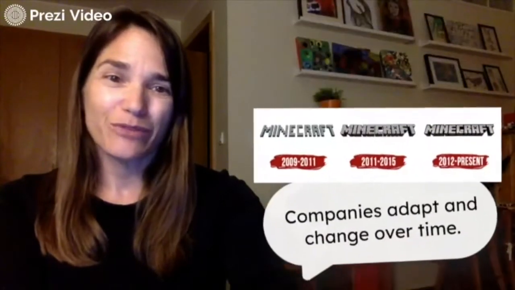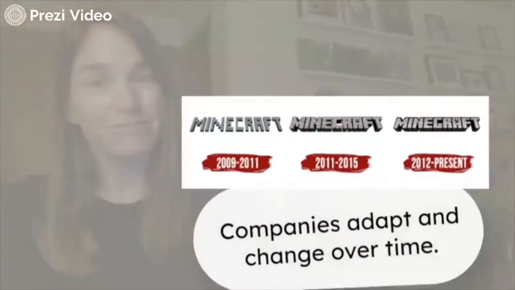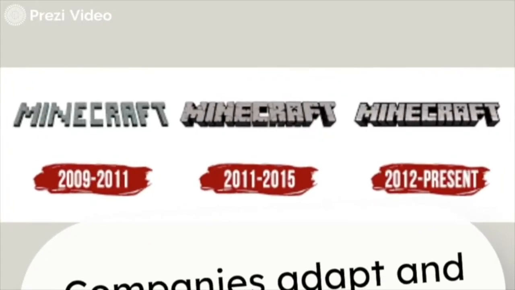Now, here is an example of a familiar company, and you can really get some nice evidence of how companies change over time when you look at their logos. What are some similarities and some differences? Why do you think they adapted their logo as the company adapted over time?